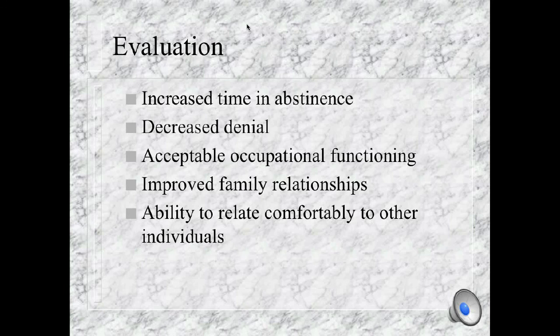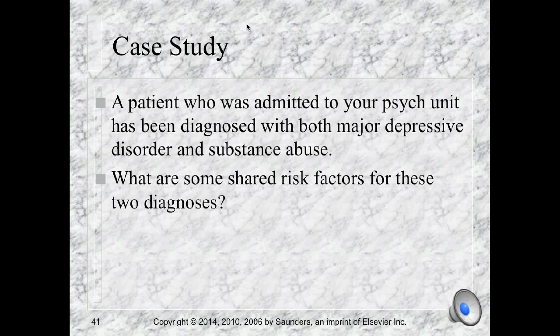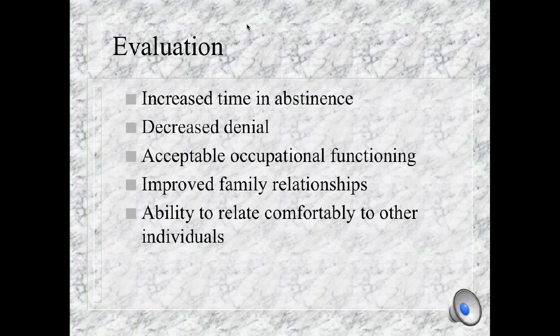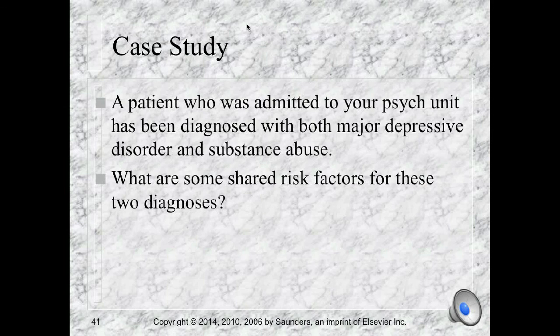So outcomes are, over time, abstinence for life. They may get a 30-day chip and a 60-day chip, and it keeps going on. This is a big thing for people who are substance users. So you want to decrease the denial. They need to own their behavior and improve their family relationships.